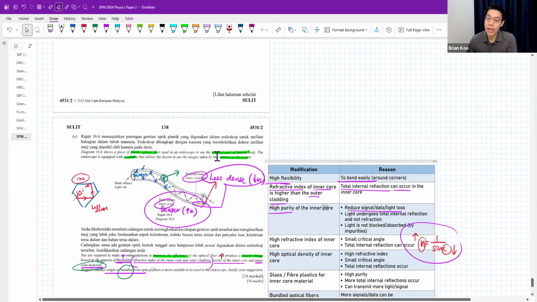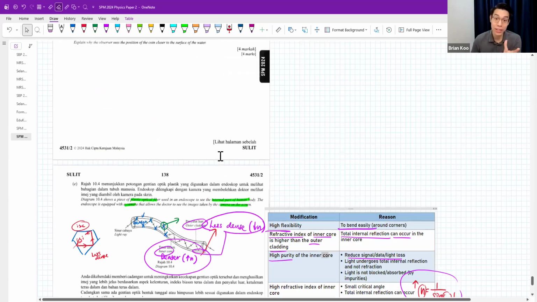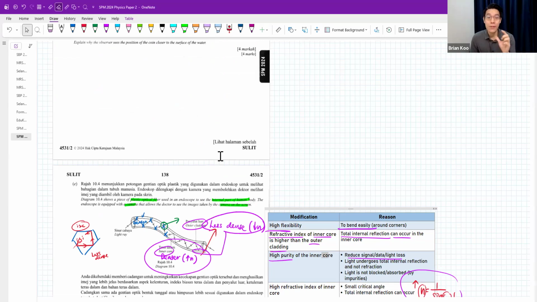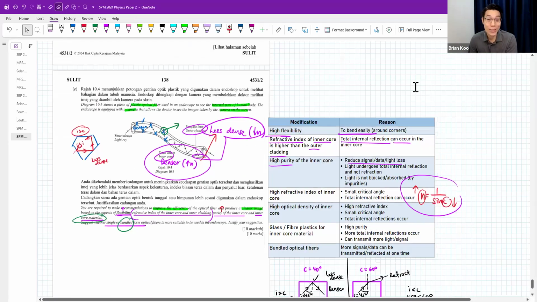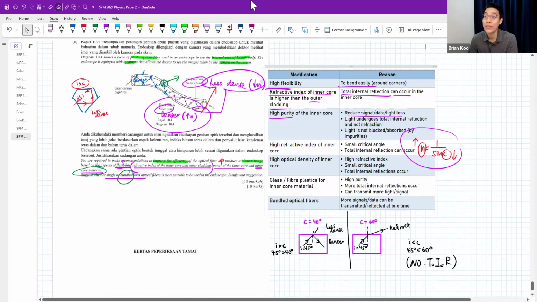Overall, it's quite a good and balanced paper. It really tests, got some easy questions, definitely, but also got some questions that require you to think a little bit. And if you are answering the wrong concept, then it might be difficult for you to hit that A and A plus. So good luck to those of you sitting for SPM. That is it for SPM 2024. Wish you all the best.